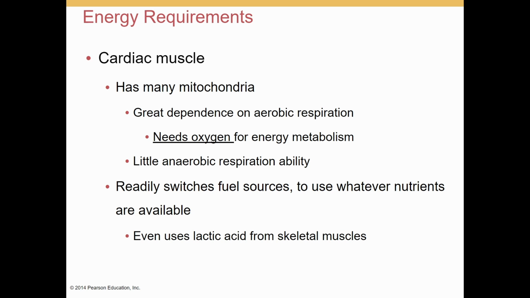We can also talk about how cardiac muscle has many mitochondria, and that's because it depends on aerobic respiration, or the quick production of ATP using oxygen. So it definitely needs oxygen for energy metabolism. It's not really going to carry out anaerobic respiration. Could it? Yes, but that wouldn't produce enough ATP to power the muscle of the heart. It'll readily switch fuel sources instead. It'll use whatever nutrient is available: fatty acids, proteins, amino acids. It would even use lactic acid from skeletal muscles.